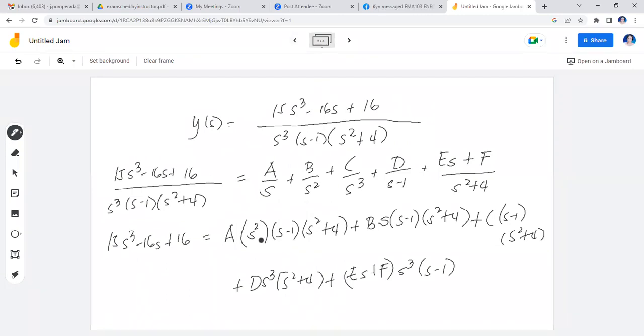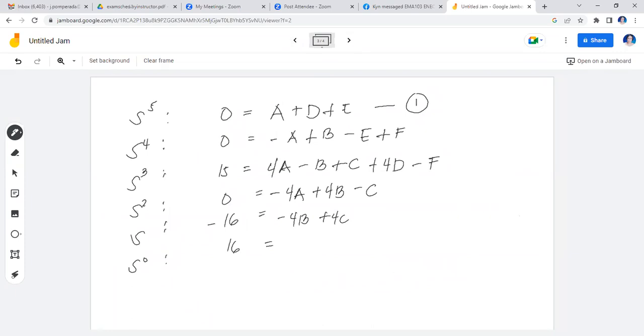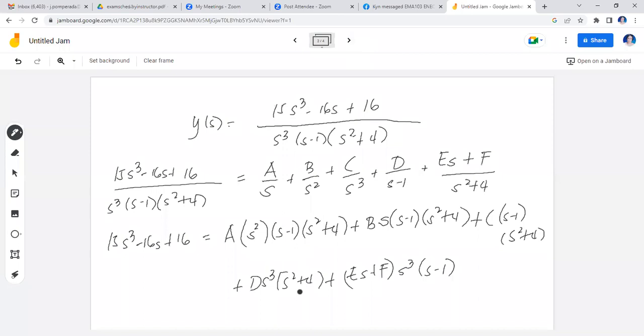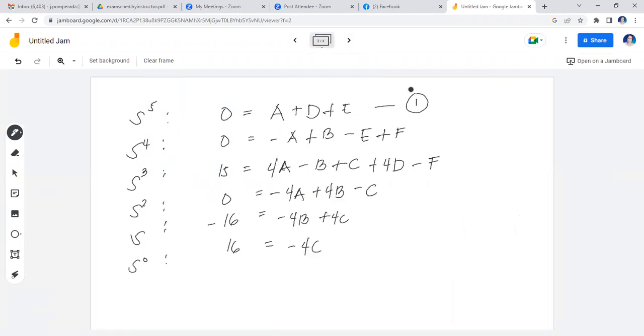Constants. We can have constants here. We can't have constants here. Here we can. We have negative 4C. Here, not possible. There also not possible because there is S cubed. Okay, so the only constant that we have is in here. You have multipliers here, so it cannot be. So from here, we get to know that C is equal to negative 4.